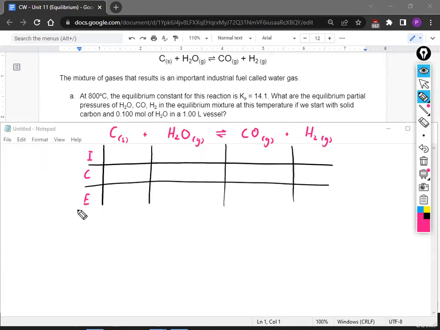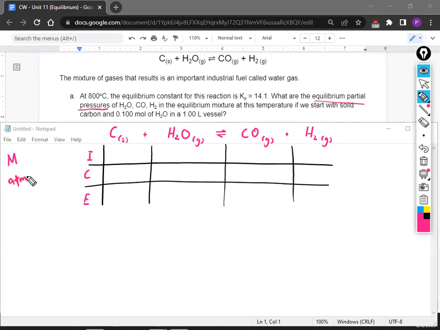Alrighty, so we got our ice table, and now we got to start putting in some information. So here it's asking us, what are the equilibrium partial pressures? So that's basically what we want to find. It says we start with solid carbon and 0.1 moles of H2O in a 1 liter vessel. Now, we know that in the ice table, we typically put things in molarity, right? But the problem is asking us to find partial pressure, so what's the unit of measurement we're probably going to want at the very end? Pressure, yeah, which is ATM.